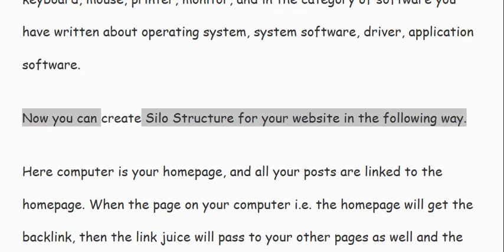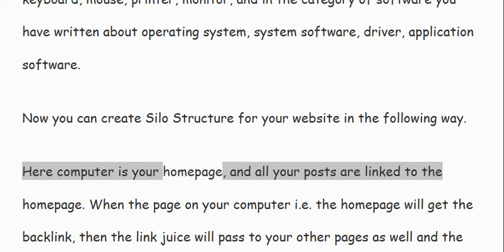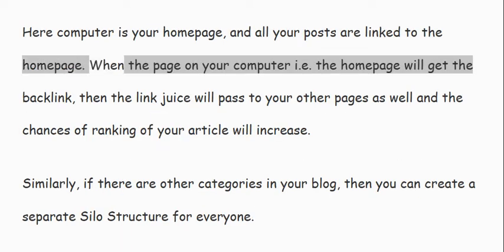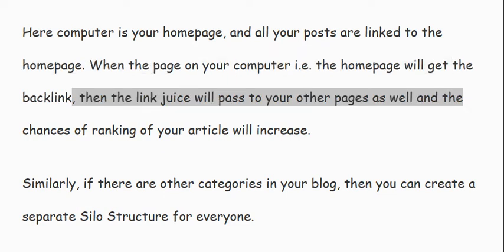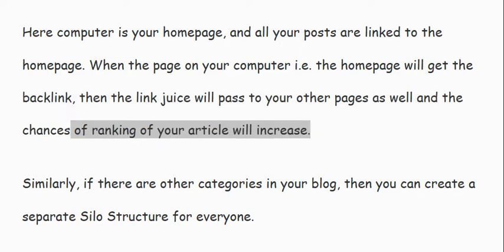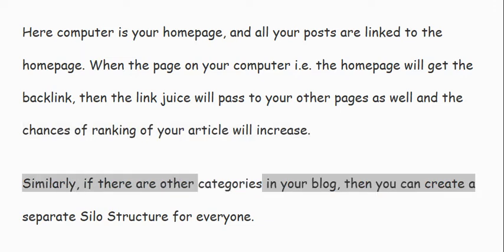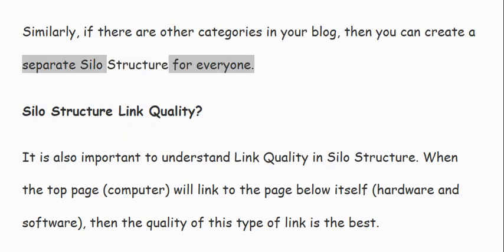Now you can create a silo structure for your website in the following way. Here computer is your homepage and all your posts are linked to the homepage. When the page on your computer, i.e. the homepage, gets the backlink, then the link juice will pass to your other pages as well and the chances of ranking of your articles will increase. Similarly, if there are other categories in your blog, then you can create a separate silo structure for each one.